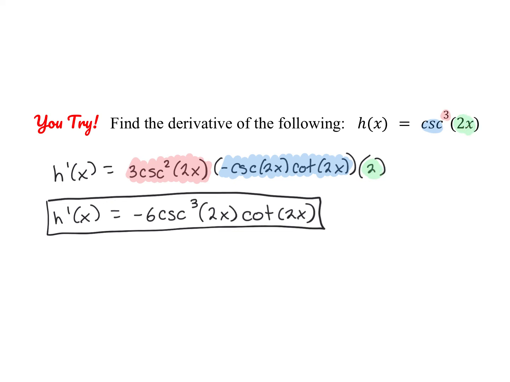And then we are just going to multiply. So we have the negative times the 2 times the 3. And it is all a product. So we have cosecant squared of 2x times cosecant of 2x. So that actually is just cosecant cubed of 2x times cotangent of 2x.